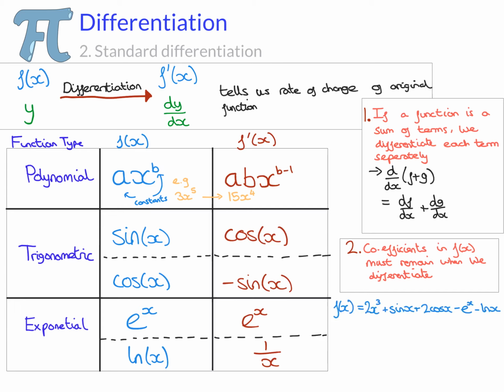For example, if we differentiated f of x is equal to 2x cubed plus sine x plus 2 cos x minus e to the power of x minus ln x, we would get 6x squared plus cos x minus 2 sine x minus e to the power of x minus 1 over x. You can see that the 2 in front of the cos x stays when we turn the cos x into a minus sine x, and that the two negative terms at the end will stay negative.